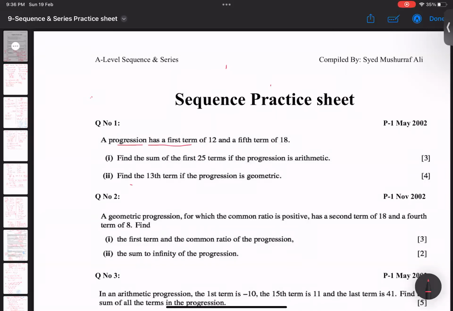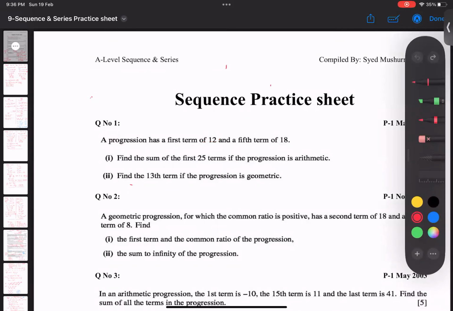A progression has first term 12. I repeat my words. A progression has first term 12. And fifth term is 18. Okay, I write here. First term is 12. I'm saying a is equal to 12. And fifth term is 18. You know the writing style? Fifth term, T5, is 18. I hope you understood the writing style. So fifth term 18 means T5 equal to 18.